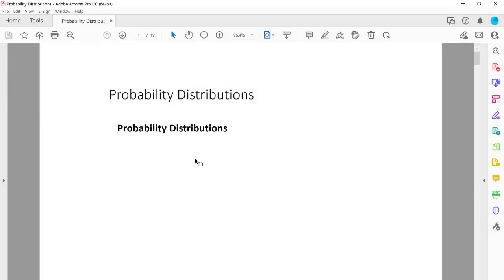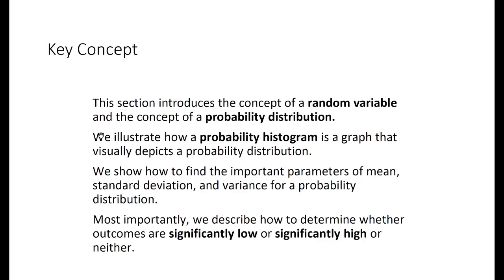Chapter probability distribution. The first section, which is from chapter 5, is probability distribution. Some of the things we're going to discuss in this section are random variables, probability distribution, probability histogram, and mean, standard deviation, variance. They are parameters for the probability distribution. And when we are going to have significantly low or significantly high outcomes, these are the things we're going to discuss in this section.